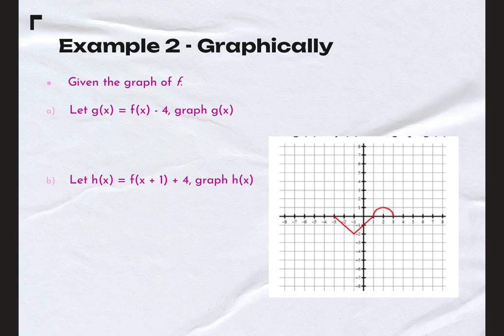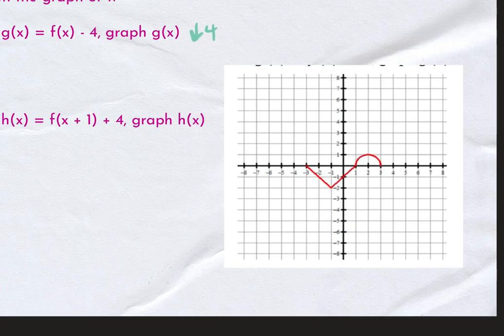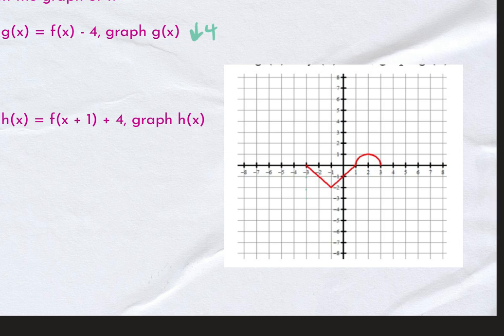All right. Now it says, same set of instructions, but A says f of x minus 4. What's that going to do? Down 4. So remember the verticals stay the same. So again, vertical was going to affect our y values. We're going to take our graph and literally shift it down 4. 1, 2, 3, 4. 1, 2, 3, 4. And 1, 2, 3, 4.